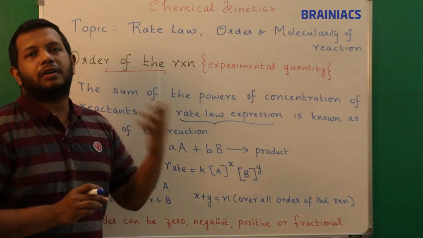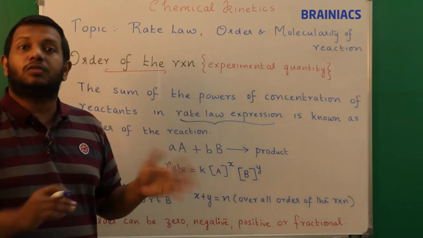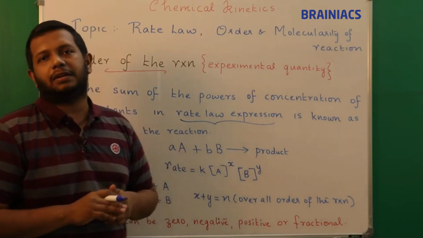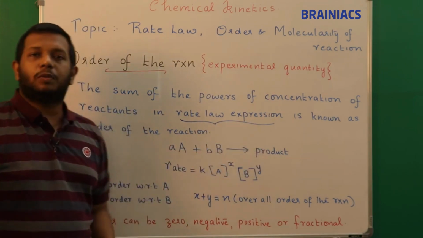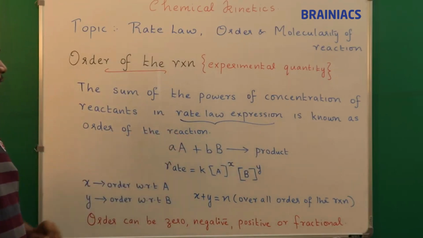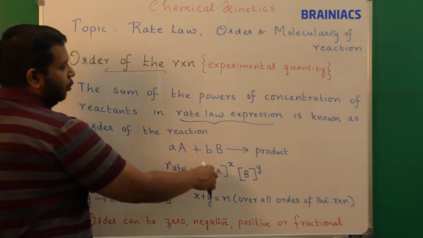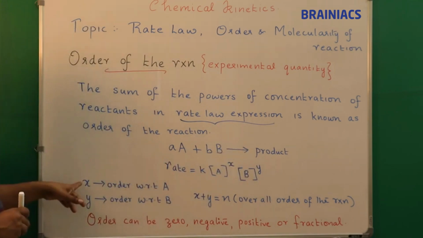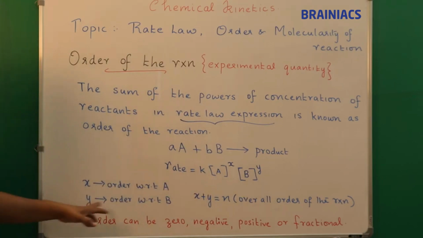So what is important to find the order of the reaction? You need to get the rate law expression. It is an experimental quantity, so this expression will be given in the question itself. You don't have to calculate it by any method. If you see here, A plus bB giving product. Here small a and small b denote the coefficients of A and B. Now if I write the rate law expression, rate is equal to rate constant into [A] power x and [B] power y. Then x is the order with respect to reactant A, and y is the order with respect to reactant B.